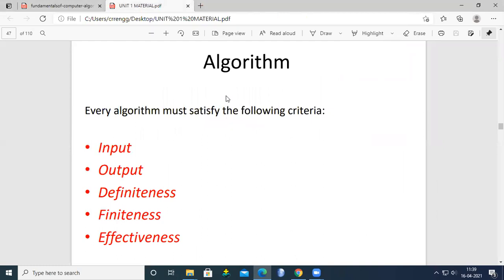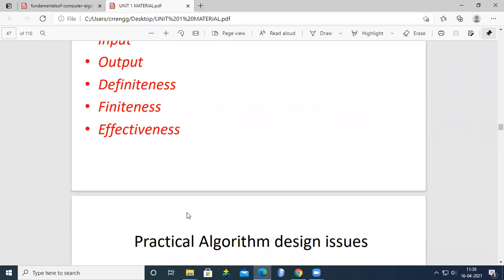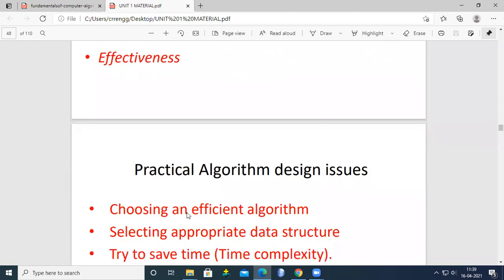Now, just recall the important points. First of all, what is an algorithm? Every algorithm must satisfy the important criteria, that is input, output, definiteness, finiteness, and effectiveness. These are the important criteria already explained in the previous classes. Just consider this one as a revision class.